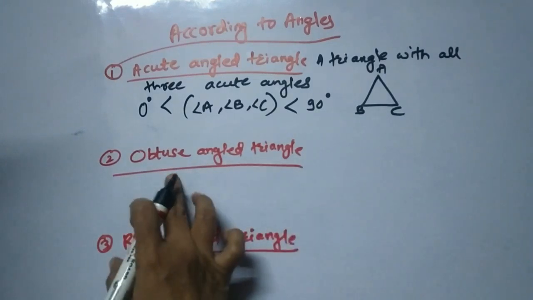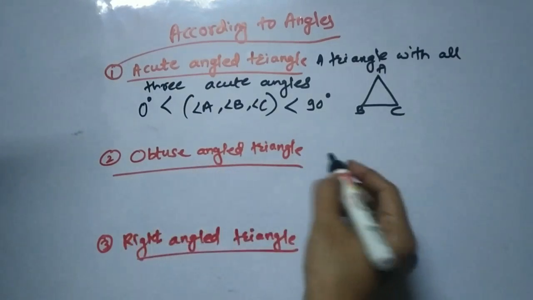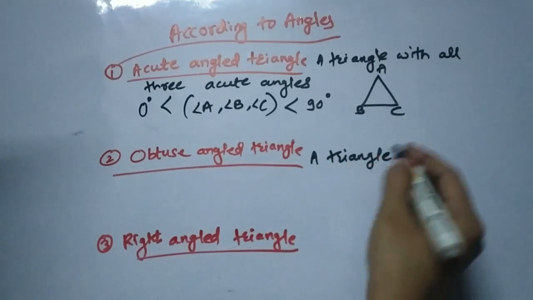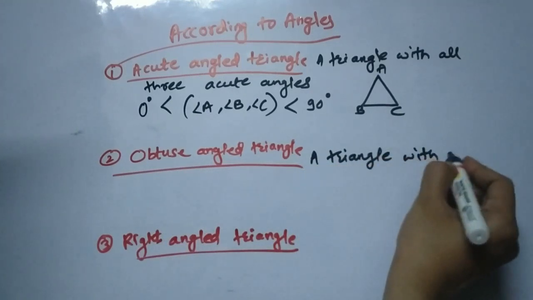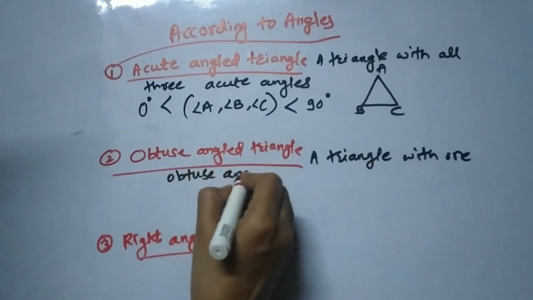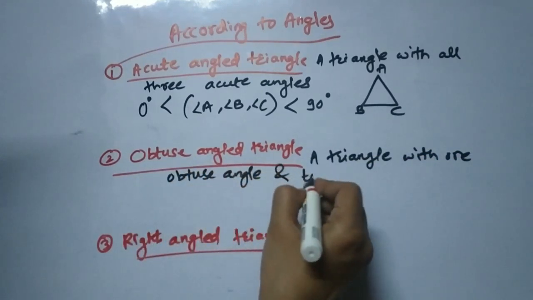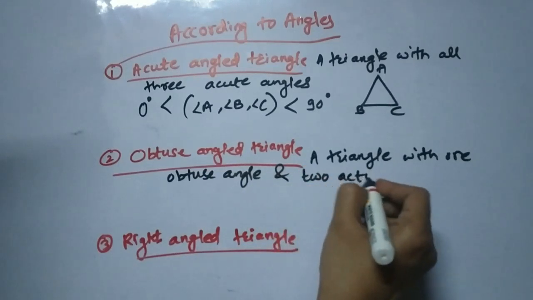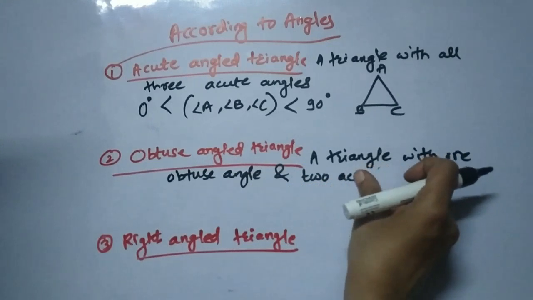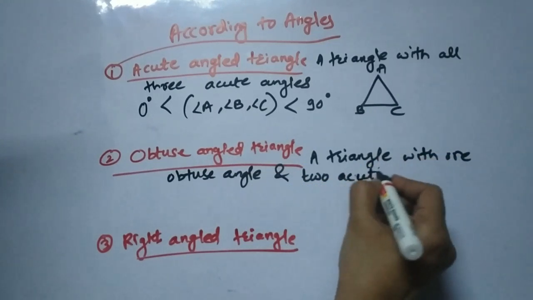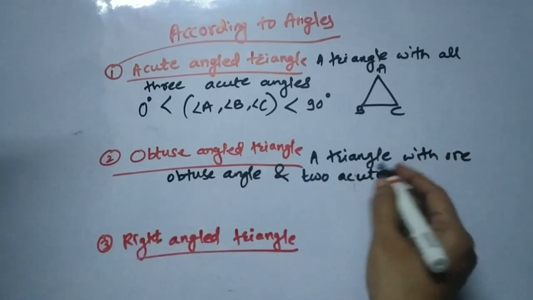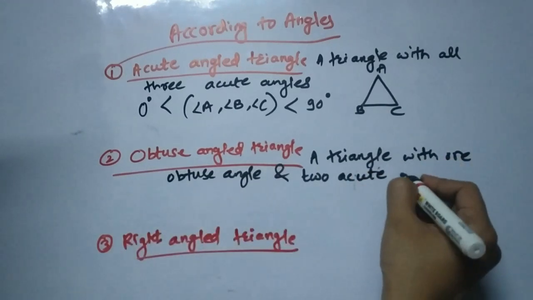So now we have the next, the obtuse angle triangle. So friends, a triangle with one obtuse angle, and the remaining two should be what? Acute. You can say here the remaining two should be acute because there cannot be more than one obtuse angle, otherwise it will not form a triangle. Two acute angles.